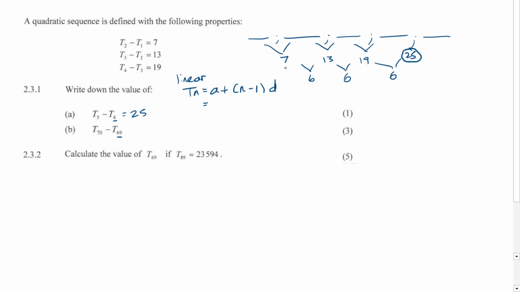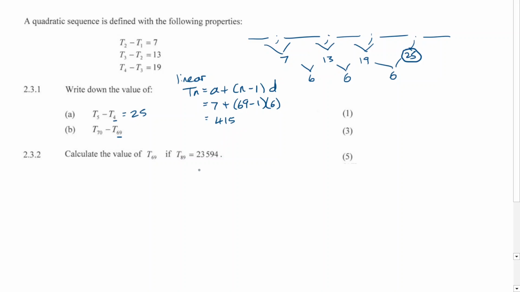And so the first term on the first difference level is 7. I'm looking for the 69th term, and the difference goes up by 6 every time. And that will give you your answer of 415. And so that's the difference between the 17th and the 69th term. Then calculate the value of that 69th term if the 89th term is this.